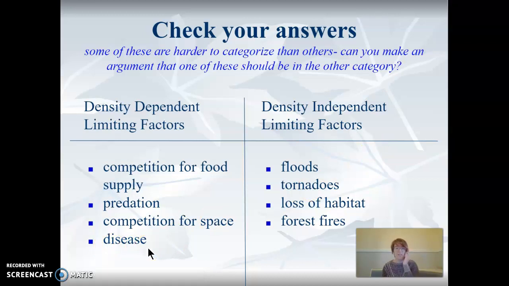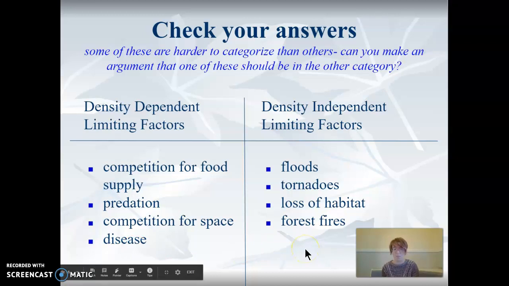Disease is a good one. Think about why disease would be density dependent. It has to do with the more packed together, the more crowded a population is, the easier many diseases can spread. So this only counts for diseases that are contagious. But it's no coincidence New York had one of our first major outbreaks of COVID, right? Because it's a density dependent limiting factor. It's going to spread more easily when we have a lot of people in one space.